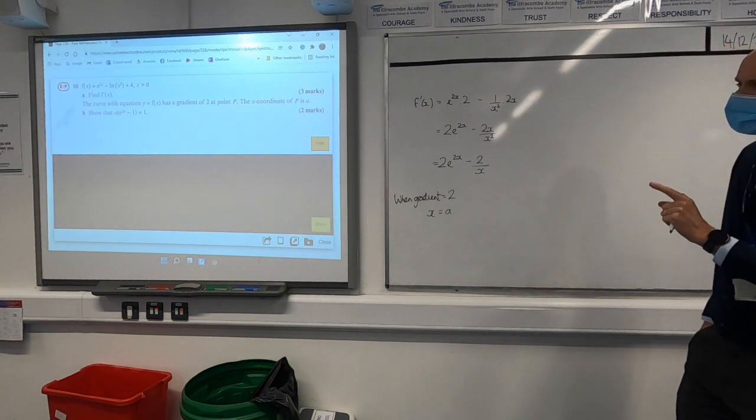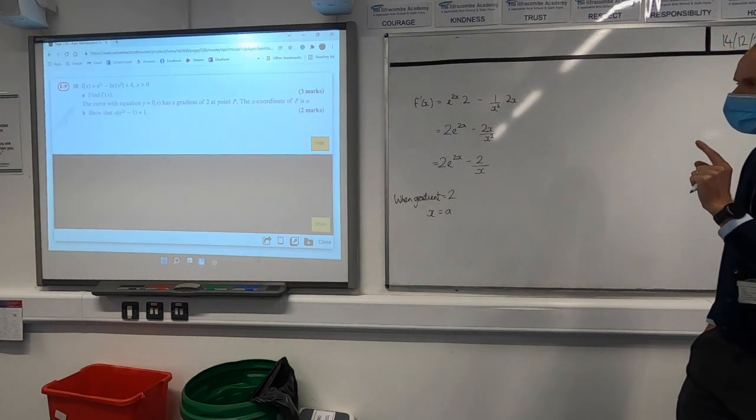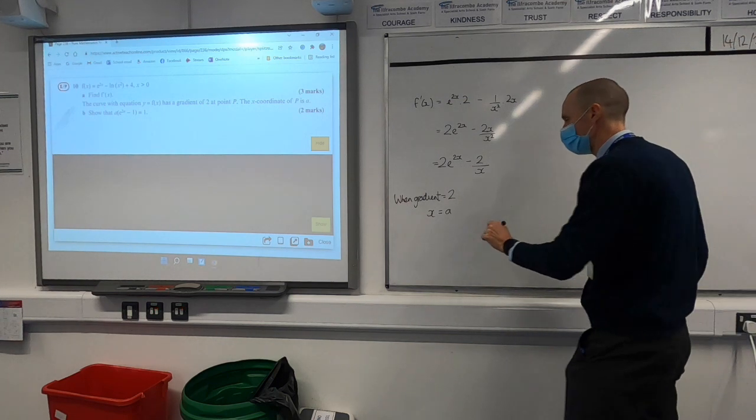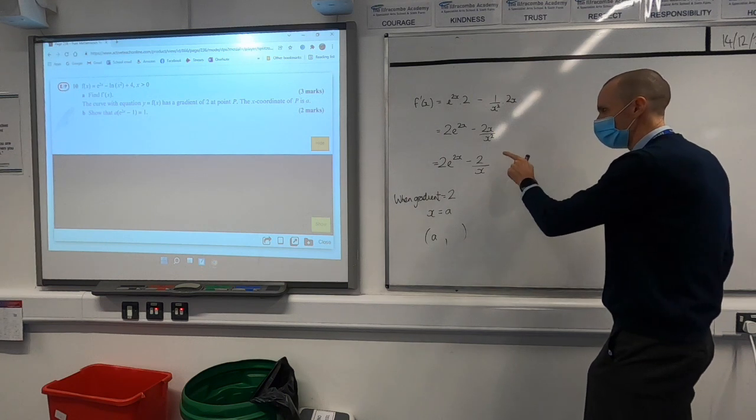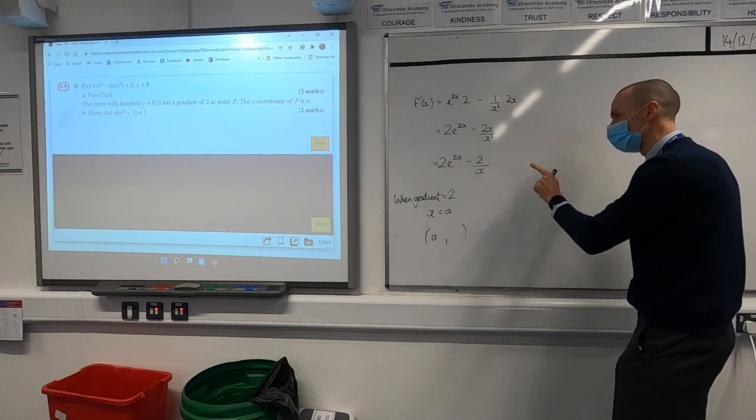So what they're saying in that middle sentence is that when the gradient is 2, the point where that happens, the x coordinate is a. So what I'm going to do is I'm going to do two things. I'm going to make that equal to 2.